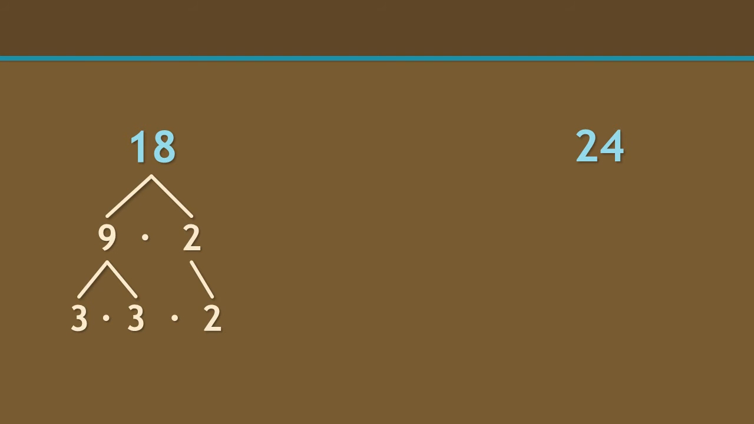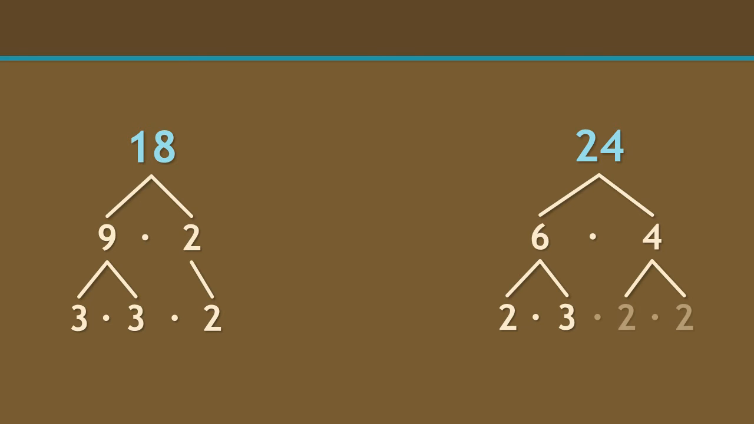Let's move over to number 24. We're going to start with the two factors of 6 and 4, because 6 times 4 gives us 24. So let's ask ourselves, is 6 in its prime form? No, it is not. We're going to break that down to 2 times 3. 2 is now in its prime form, and 3 is in its prime form. So this side of our factor tree is complete. Let's go over to the number 4. Is 4 a prime number?